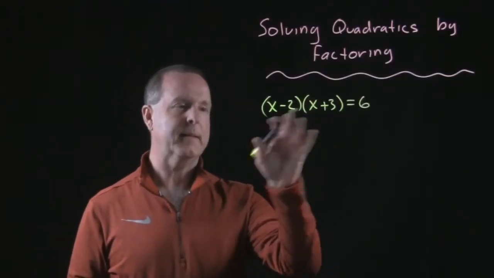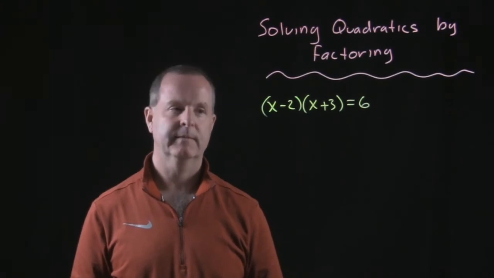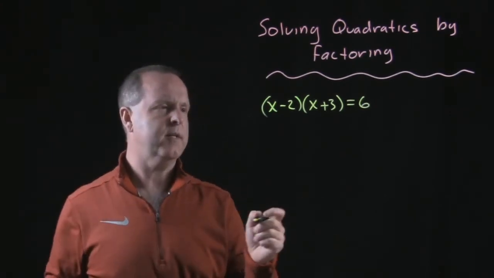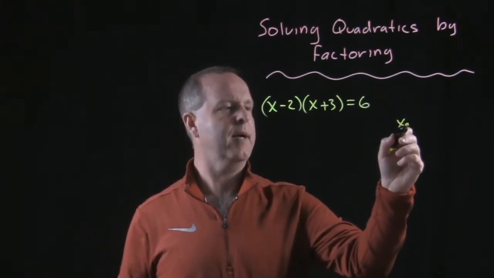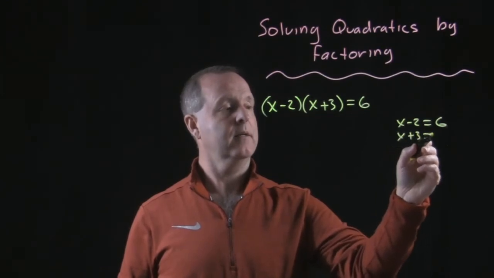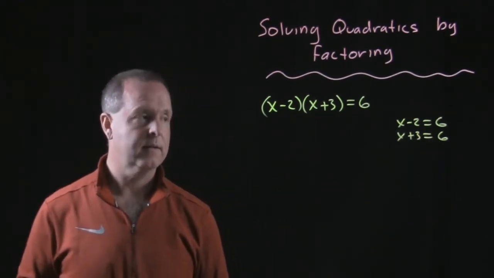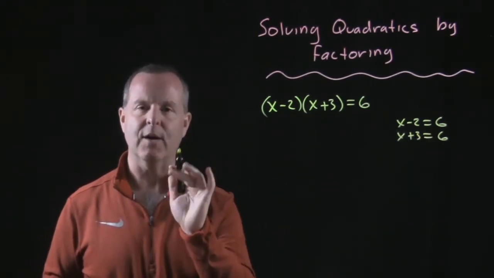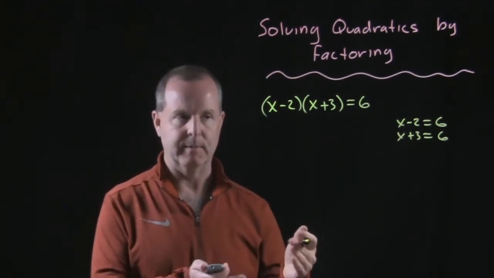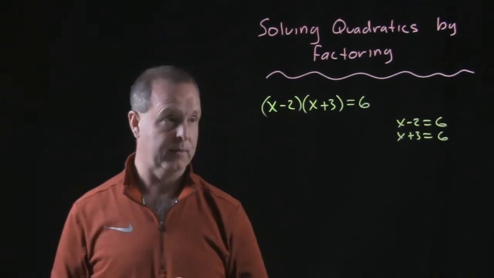x minus 2 times x plus 3 equals 6. How do we solve this? Do we go straight to this idea? Maybe we'll do x minus 2 equals 6, and then x plus 3 equals 6? No, we can't do that because that only works when it's 0. That's why it's called the zero product principle, not the six product principle.